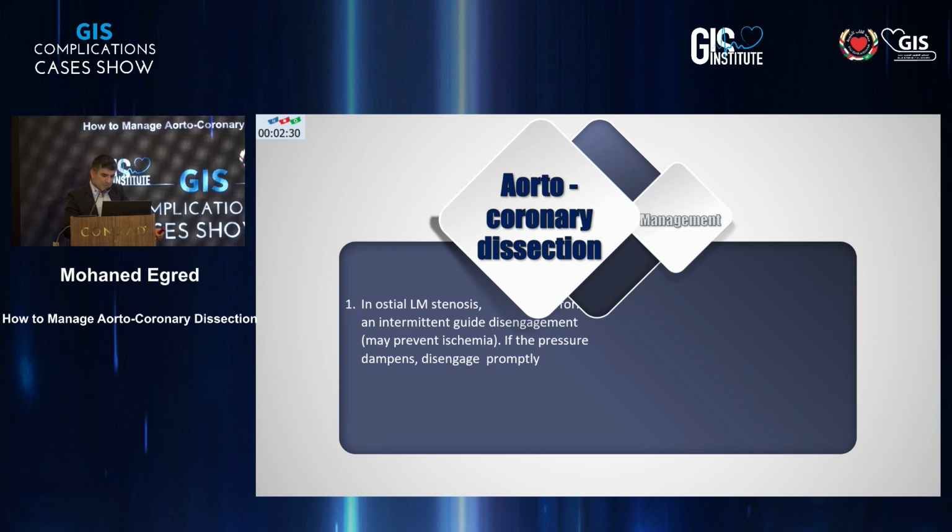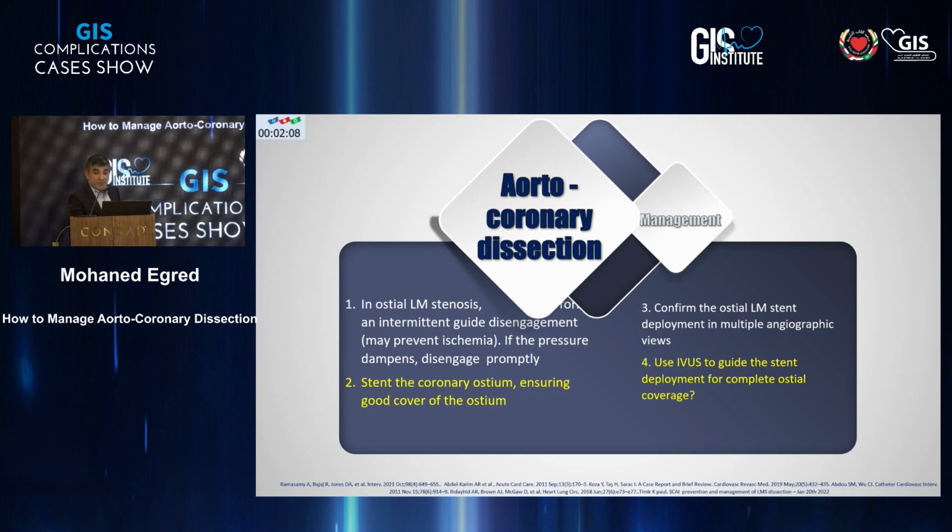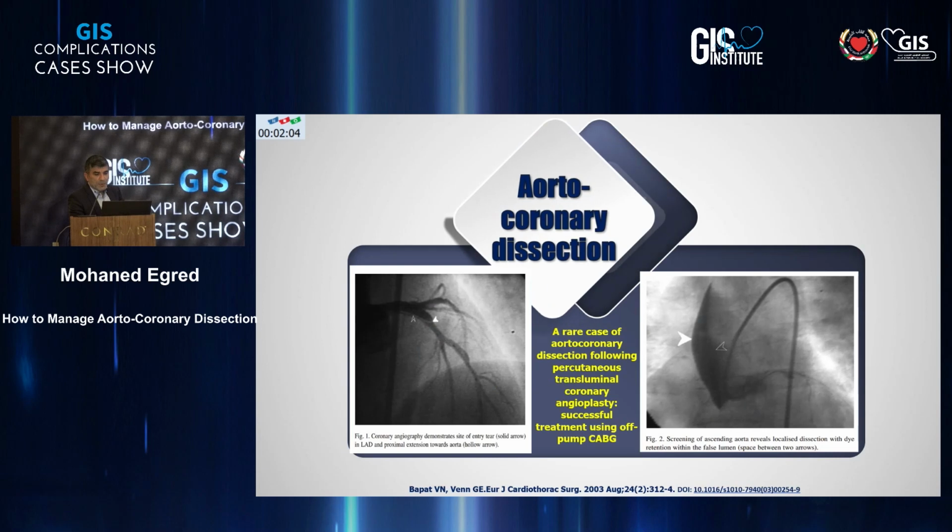I think something is hidden behind that. Anyway, you move your catheter if the pressure is dampened. It's kind of what we do normally. And you stent the ostium, making sure that you cover it. You could use an IVUS if the time allows, if the patient is stable, to make sure you cover the ostium very well. And you do it in multiple angiographic views. And use IVUS to guide the stent if the time allows and if everything is stable.